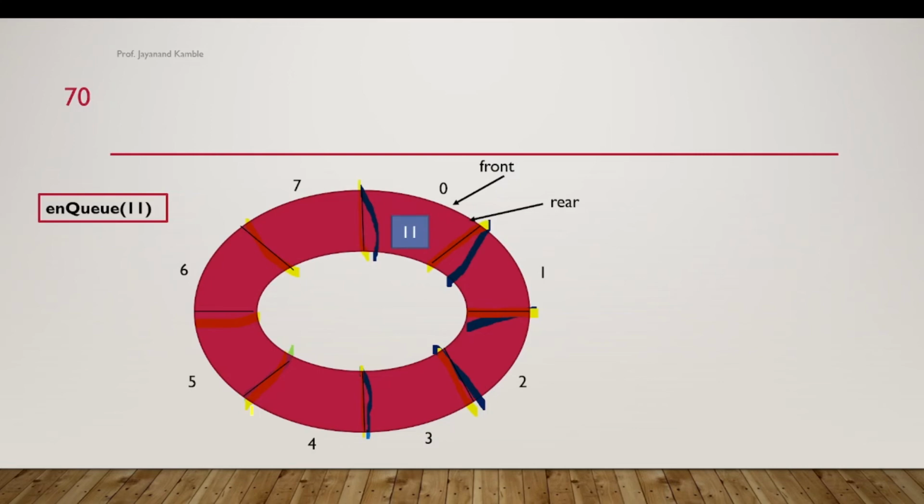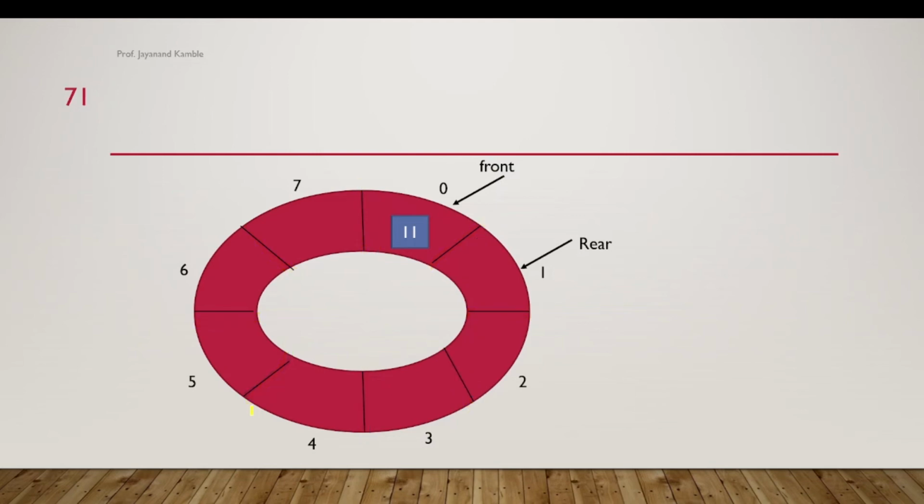Now the first element is inserted at the rear location. The rear location is 0. Front is also pointing to 0. Now the rear value should be increased by 1 to point to the next empty slot. So now rear is pointing to index 1, the next empty slot. I again perform one more enqueue operation. So 12 is inserted here and now rear is pointing here. Now 13 is inserted here and rear is pointing to the next free slot. Now 14 is here, and rear is pointing to the next empty slot.